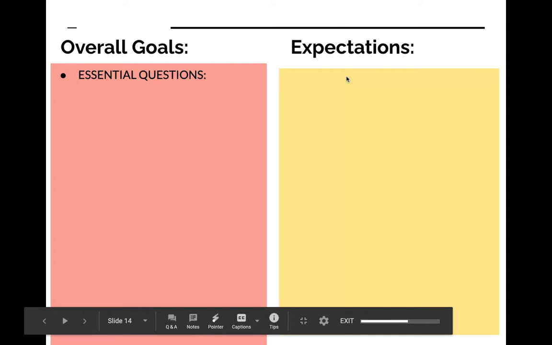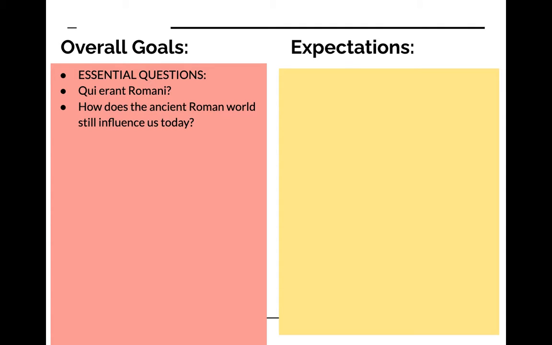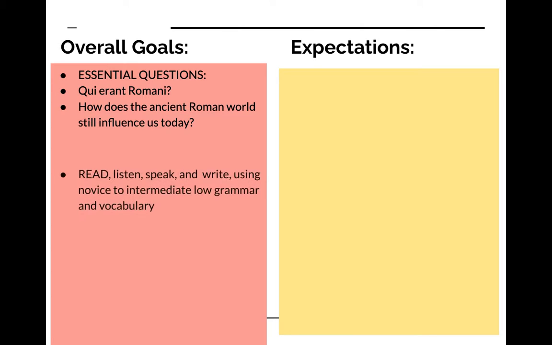Okay, so goals. Our essential questions, really, the biggest one is qui erat Romani, which is who were the Romans? And to an extent, how does the ancient Roman world still influence us today, or kind of like a comparison? So qui erat Romani, who were the Romans? We are going to tackle that in our red book, the first book that we start with. So we're going to learn about the daily lives of the Romans, things like the household, jobs, entertainment, politics, some stuff like that at a basic level.